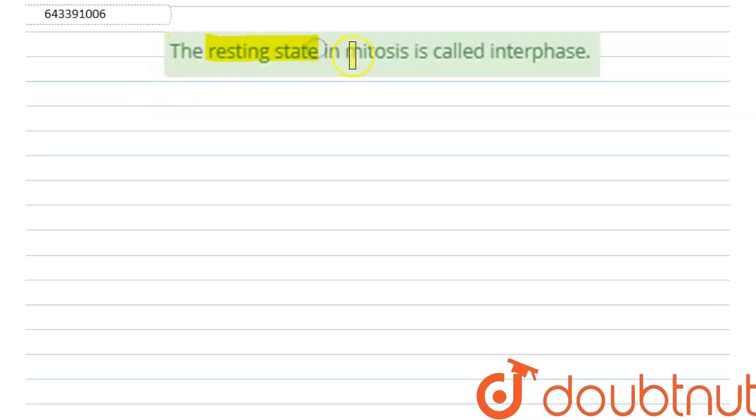Hello, and today our question is: the resting state in mitosis is called interphase. Okay, we are talking about the cell cycle, mitosis, meiosis, and interphase.